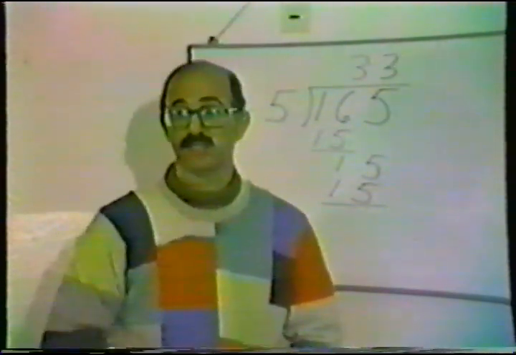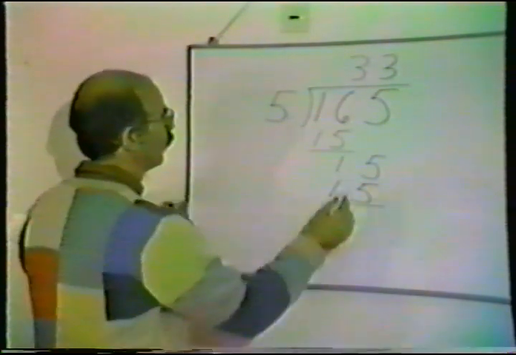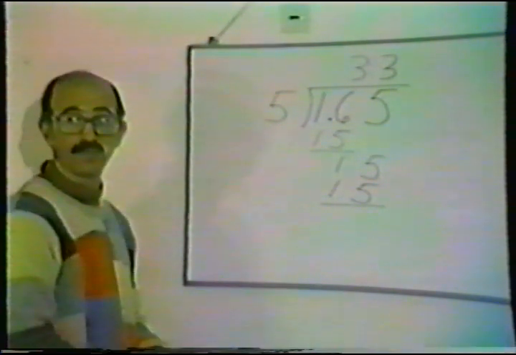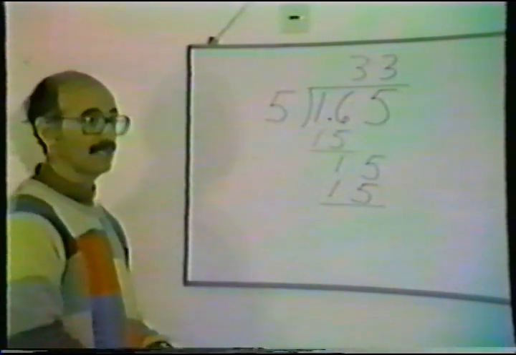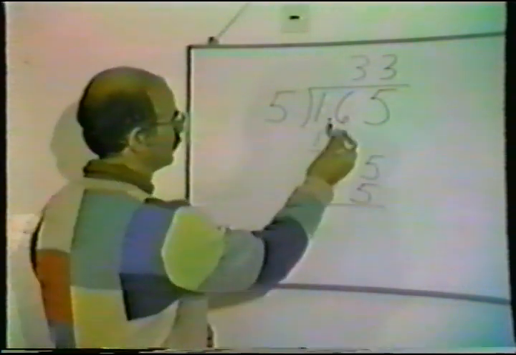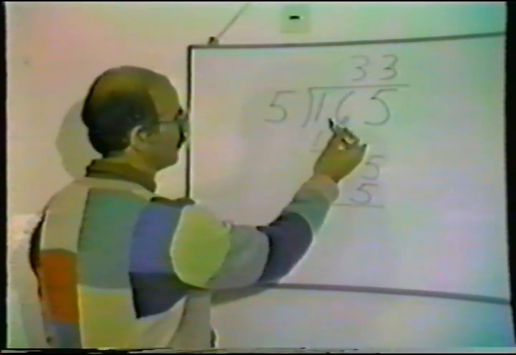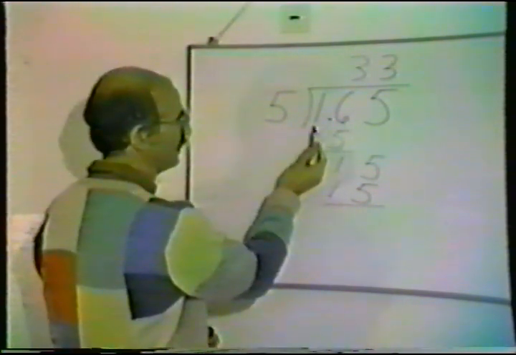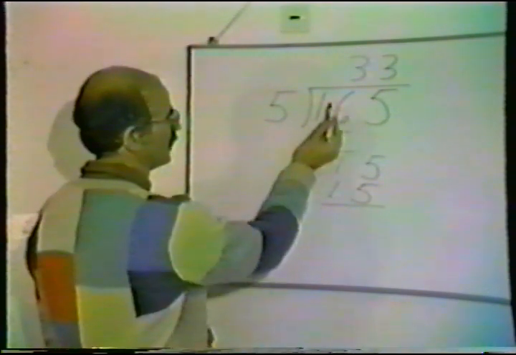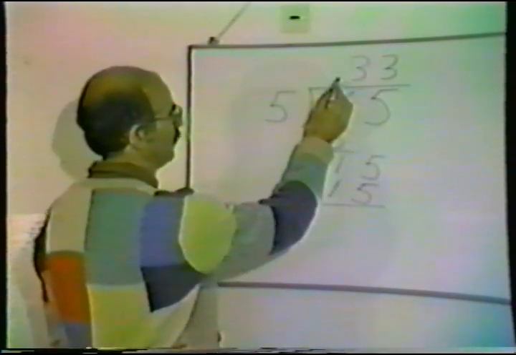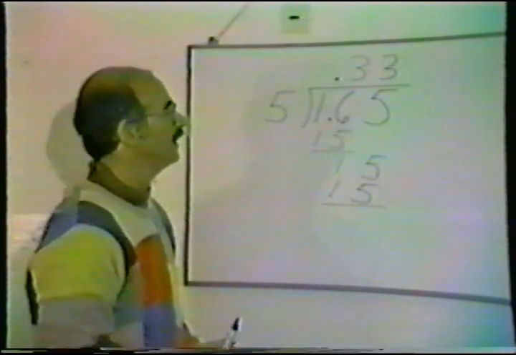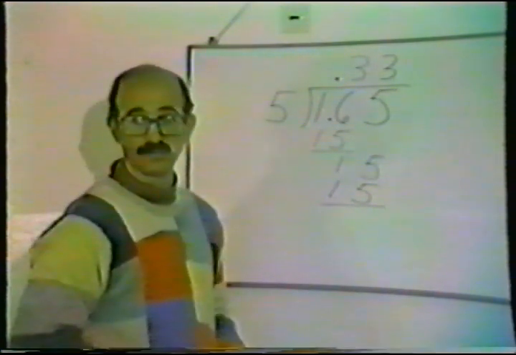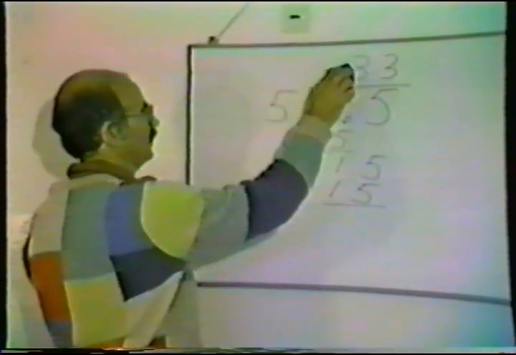I'm going to put in some decimal points. We'll put in a decimal point right there. All we have to know is that the decimal point in our answer is just straight above the decimal point in the number that we have divided into. So we'll take this decimal point and bring it up here. What is our answer? 33 hundredths. Now we'll change it again.